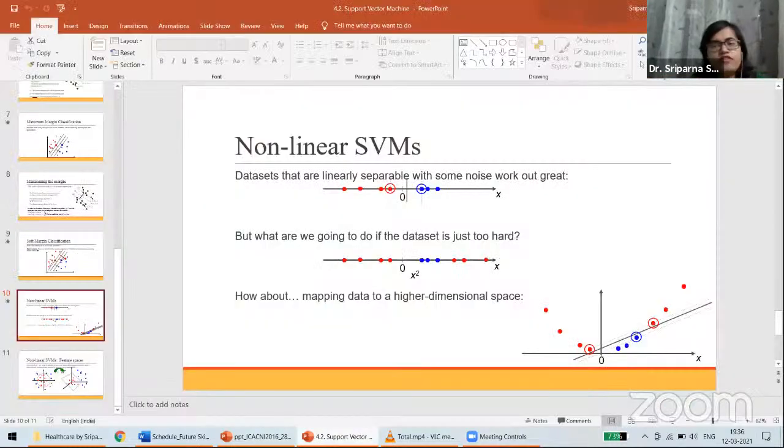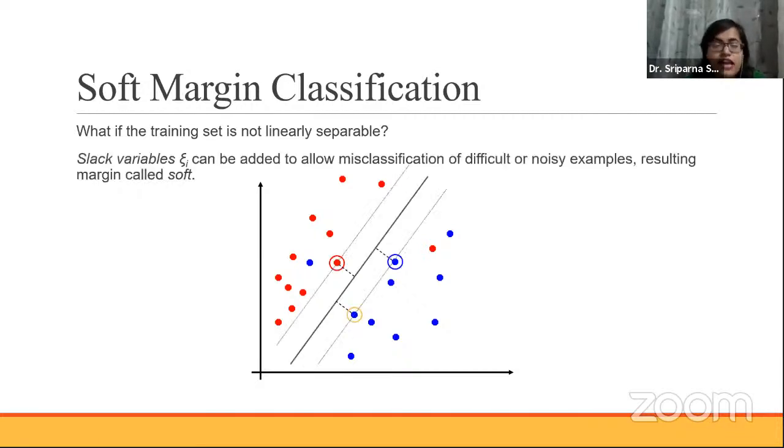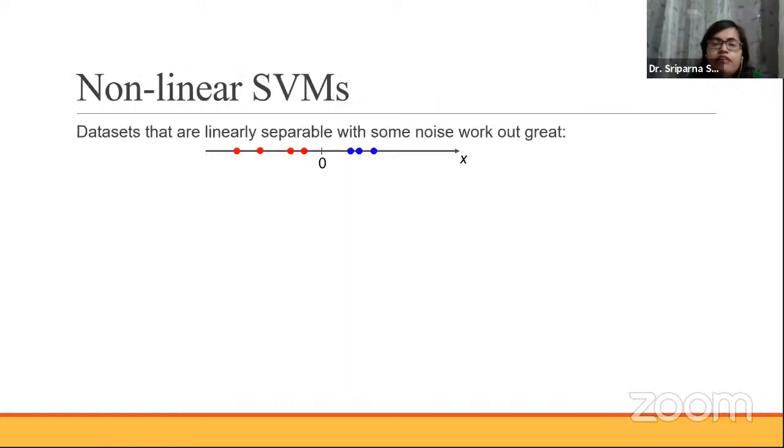Okay, so we are talking about this particular scenario. If there are very few data points that are not linearly separable, then we introduce the concept of slack variables. But if all the data points are not linearly separable, then the slack variables concept does not work. In this particular scenario, the data sets are linearly separable, right? So you can draw a line over here, and by this line the red class and blue class can be easily separated. That is linearly separable.